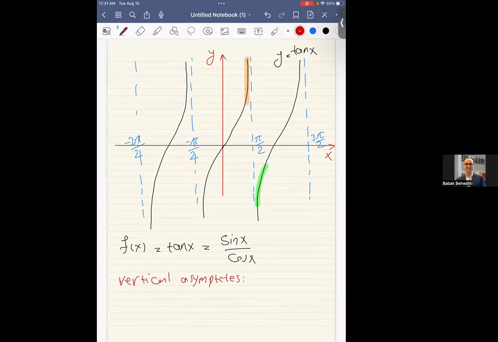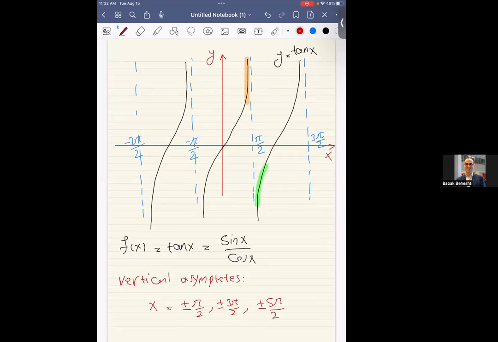So maybe I can just write the vertical asymptotes are plus minus pi half, plus minus 3 pi half, plus minus 5 pi half, and so on. So here, what is the range of tangent? What are the possible y values for tangent? Look at the graph. It covers all the y values.